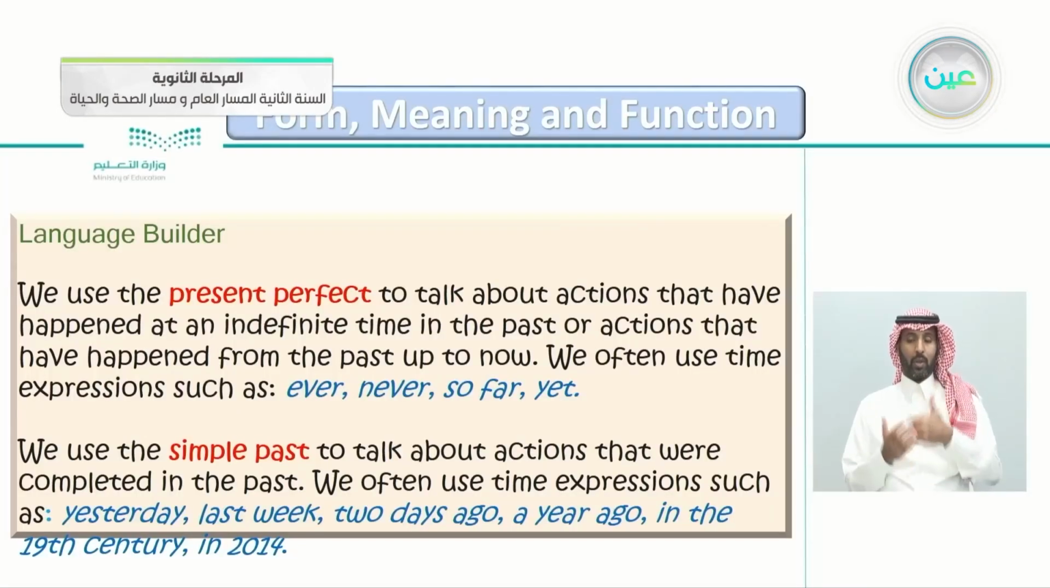Another language builder here: we use the present perfect to talk about actions that have happened at an indefinite time in the past, or actions that have happened from the past until now. We often use time expressions such as ever, never, so far, or yet. We also use the simple past to talk about actions that were completed in the past. We use simple past with actions that are done, completed. We often use time expressions such as yesterday, last week, 2 days ago, a year ago, in the 19th century, in 2014, and so on.